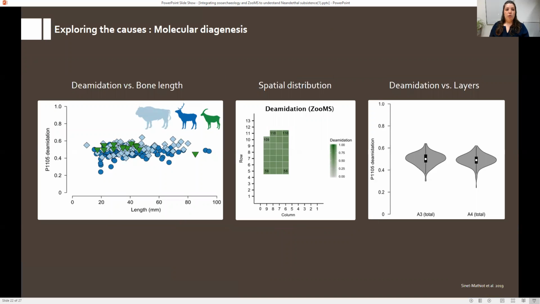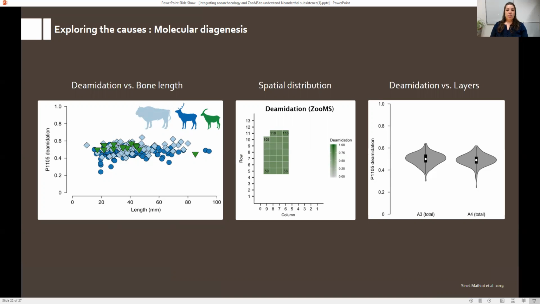Secondly, we looked at molecular diagenesis, more specifically an indicator of preservation of collagen through peptide deamidation. Deamidation is the conversion of the amino acids glutamine and asparagine into, respectively, glutamic acid and aspartic acid. This modification may alter the structure and stability of the molecule and can lead to protein degradation.